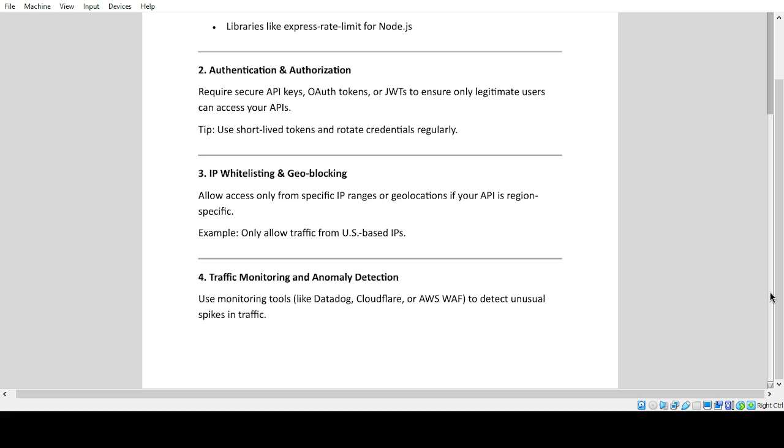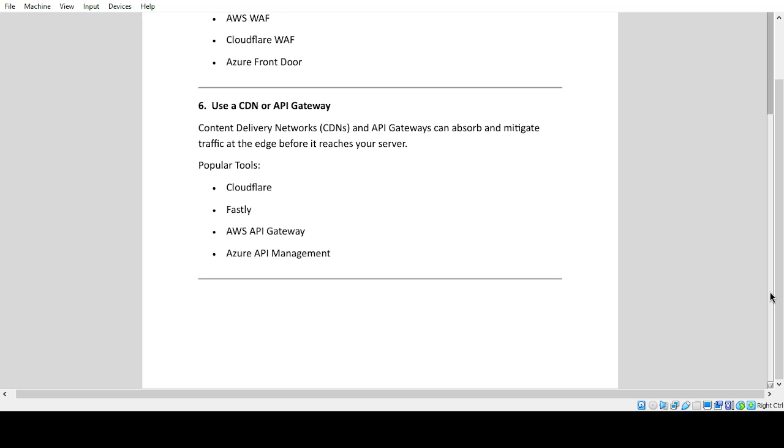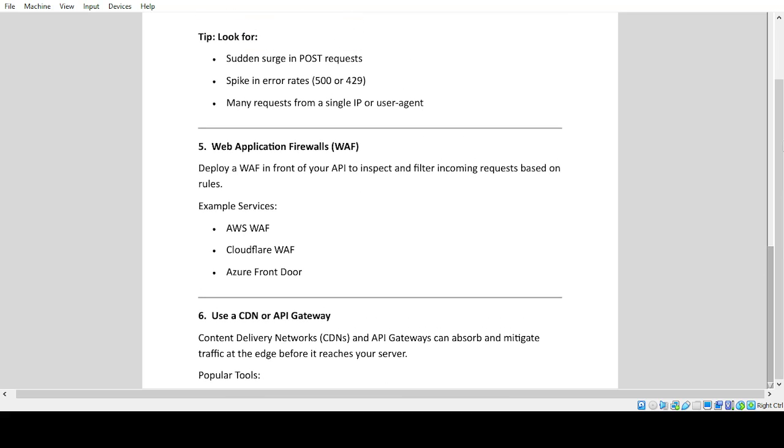4. Traffic monitoring and anomaly detection. Use monitoring tools like Datadog, Cloudflare, or AWS WAF to detect unusual spikes in traffic. Tip: look for sudden surges in POST requests. Spikes in error rates, 500 or 429. Many requests from a single IP or user agent.